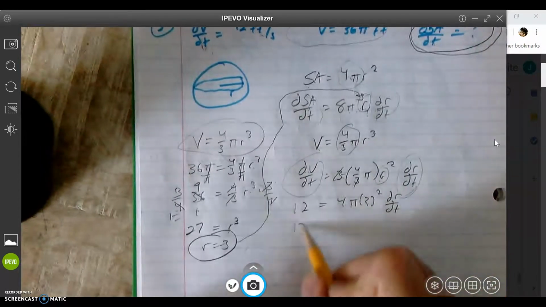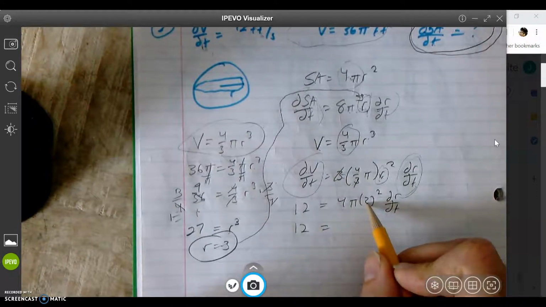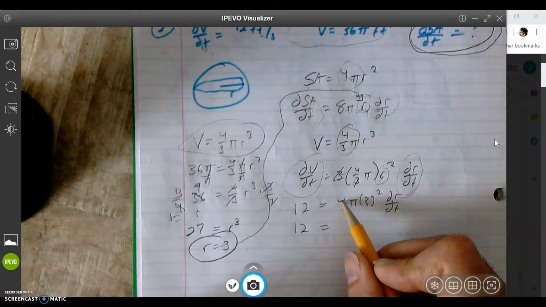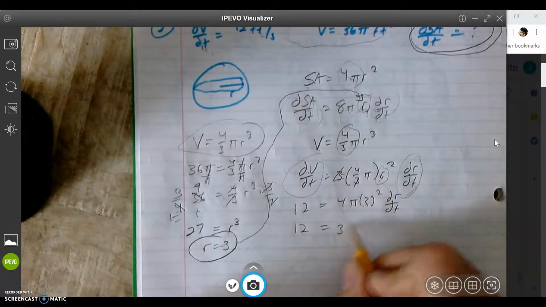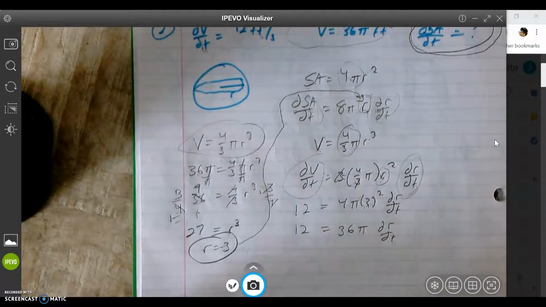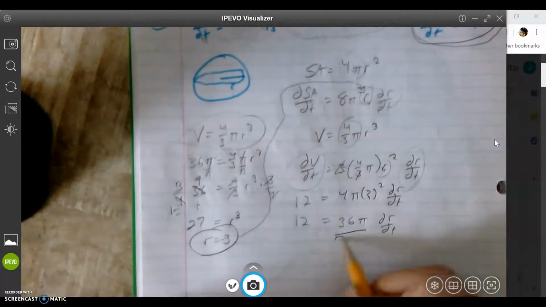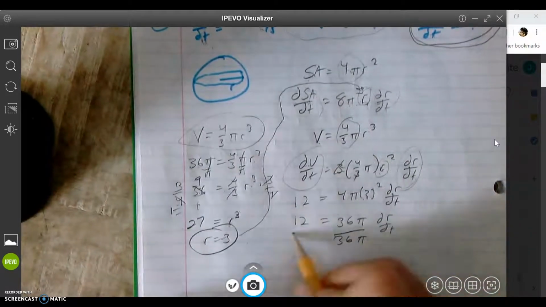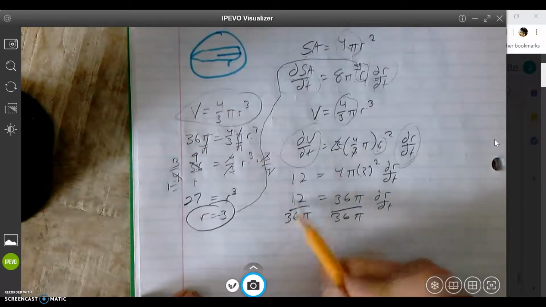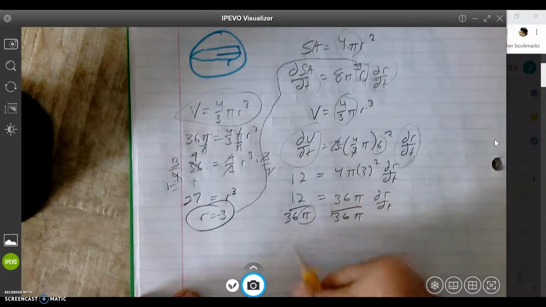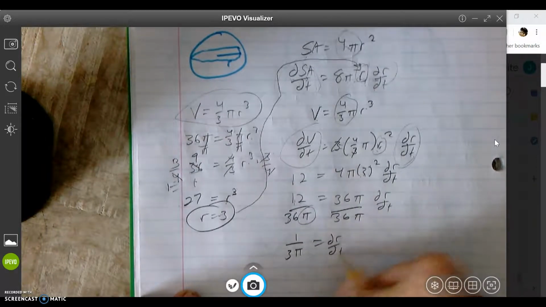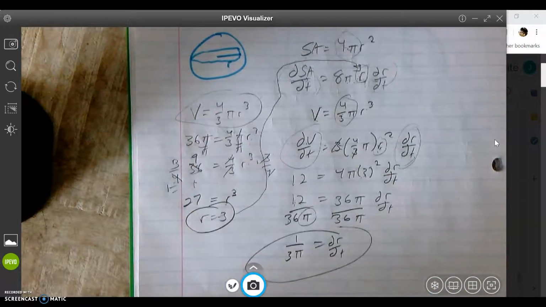So this is 12 equals 3 squared, which is 9. 9 times 4, which is 36 pi dr/dt. Nice. Okay. So divide by 36 pi, and I get my dr/dt. So 12 divided by 36, that's a third, right? So this pi stays in the denominator, so it's 1 over 3 pi equals dr/dt. Cool. All right, looking good.